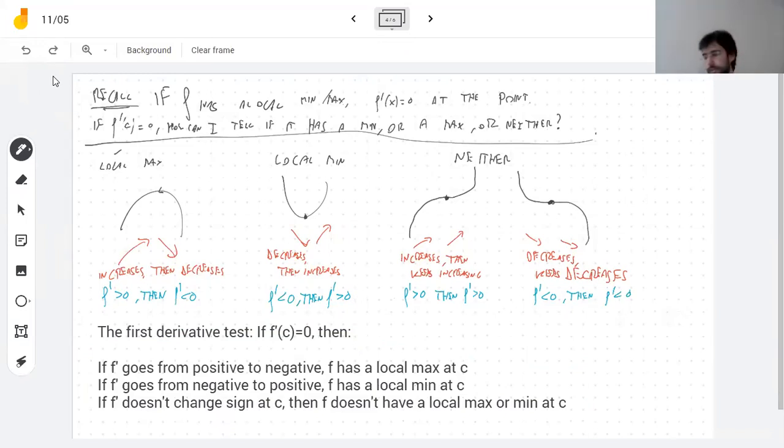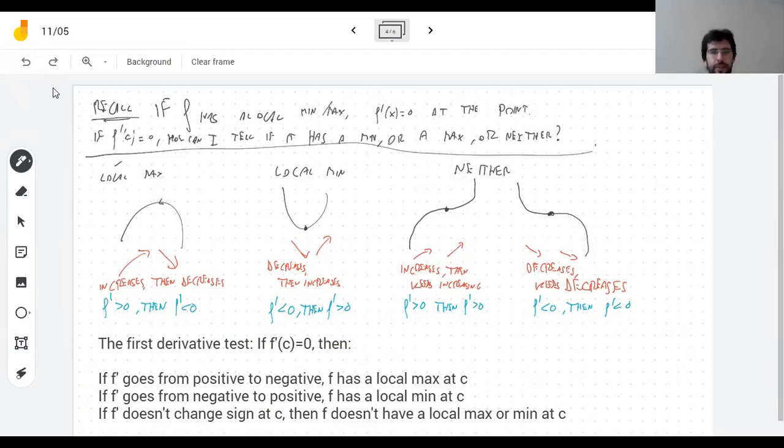so that's it. That's the first derivative test. So now if you have a critical point, if you look at the sign of the derivative, you can tell if it's a local min or a max or neither, which is great. It's very convenient.